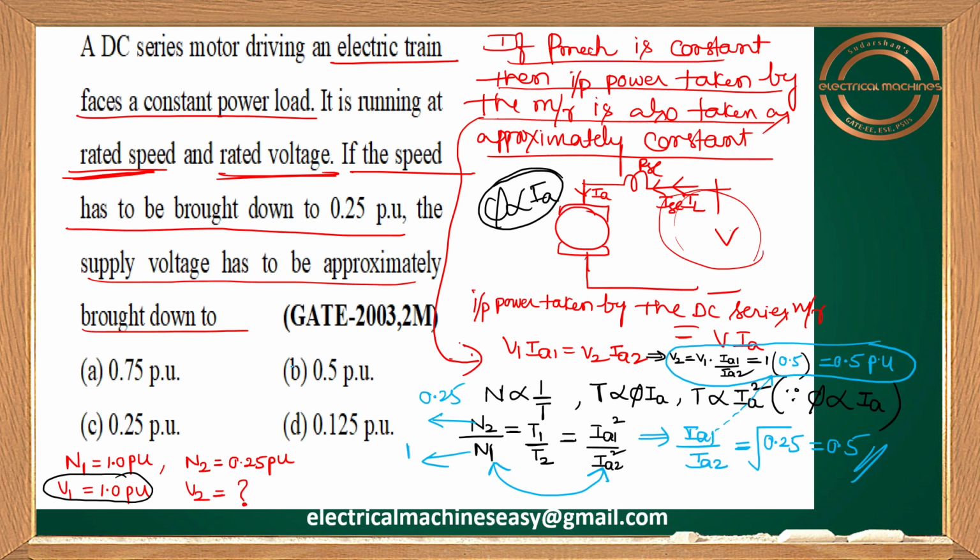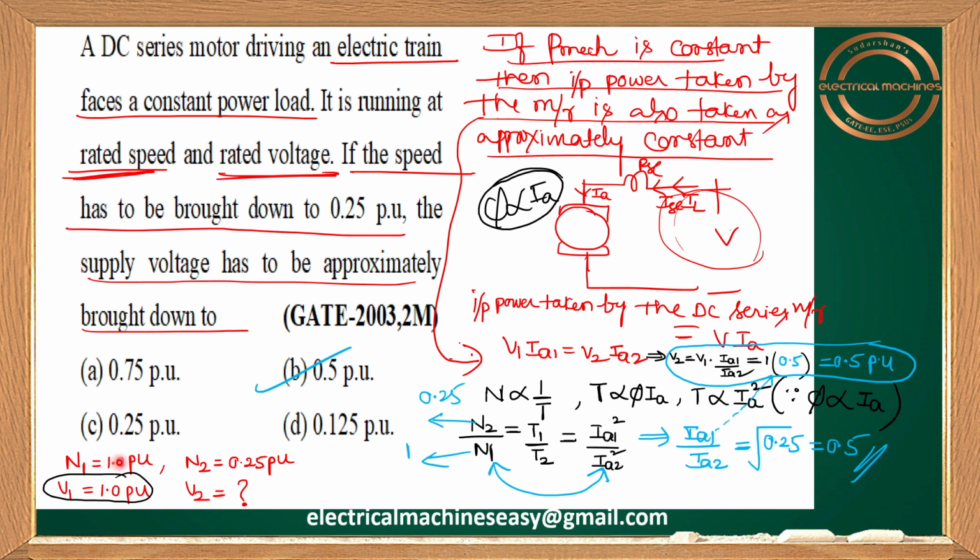Very simple question only. Whenever mechanical power is constant for a DC series motor, I took the input power taken by the motor also approximately constant here. So then V1 I1 equals V2 I2, I can write here. So from this V2 equals V1 into I1 by I2. The V1 value is already given in the question as 1 per unit because it is running at rated speed and rated voltage. The rated voltage means I can take V1 as 1.0 per unit. Rated speed means I can take the N1 value as 1.0 per unit. Okay. So you have to find the V2 value.